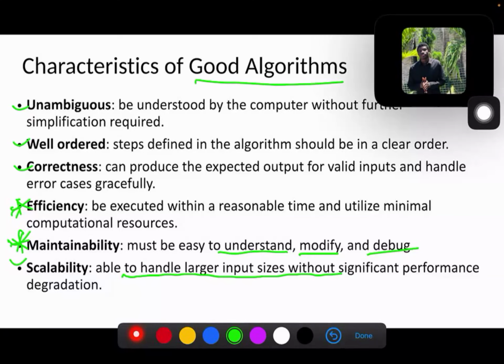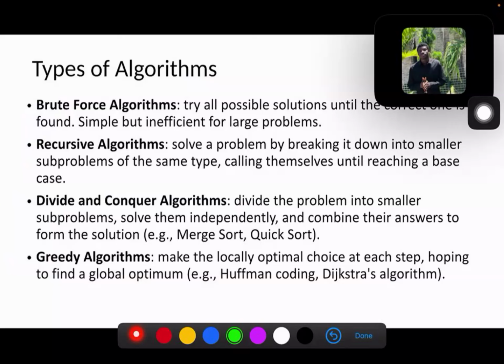A good algorithm. It has to be unambiguous, that is, very simple to understand. It has to be what? Well ordered. It has to be correct, it has to be efficient, it has to be maintainable, and it has to be scalable to satisfy these conditions. Okay. Now, what are some of the types of algorithms we can find in IT?